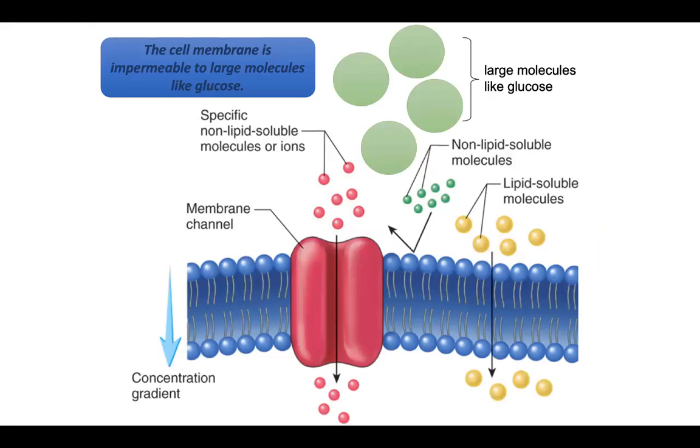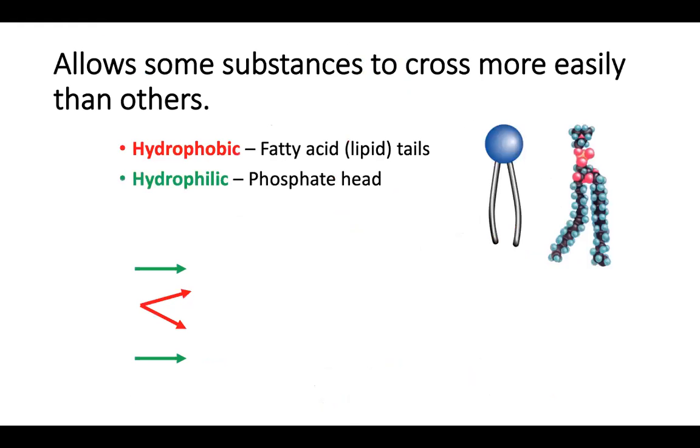All right, so the cell membrane is impermeable to large molecules like glucose. So impermeable means what? It's not going to pass through, it can't pass through. That is why you see all these different molecules up here, and certain ones are going to pass through via a protein channel, okay? Because it is selectively permeable, we said it allows some substances to go more easily than others.